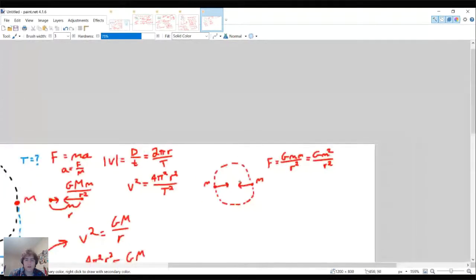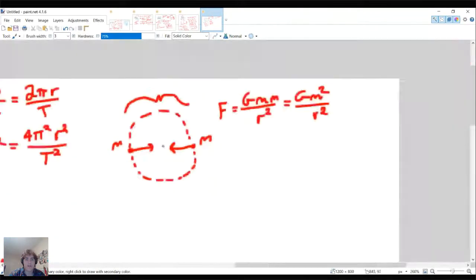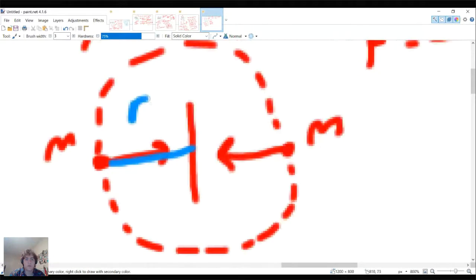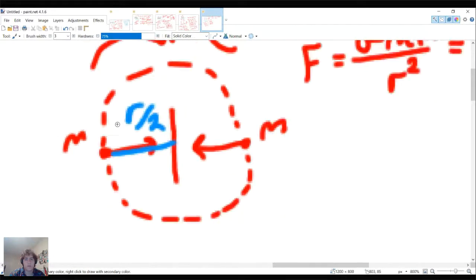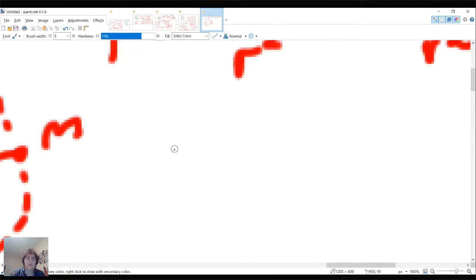But there's a distinction you have to make here, because this R is not the radius of curvature. This R is its total distance. The radius of curvature is half of R. We have to split this down the middle and think of the radius of curvature, which would be R over 2. So we have to really be careful about the equations we're using. So now we have GM squared over R squared.